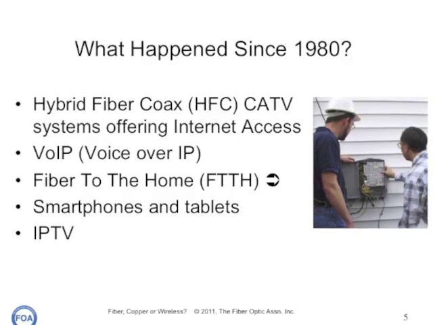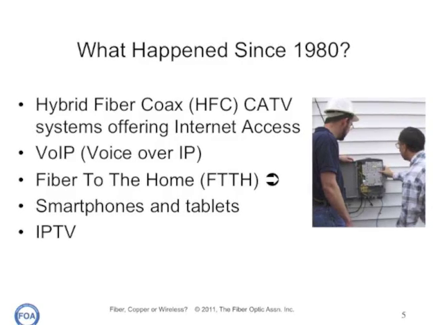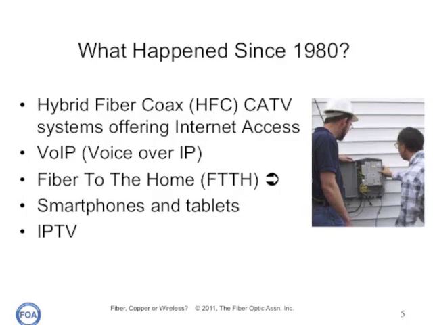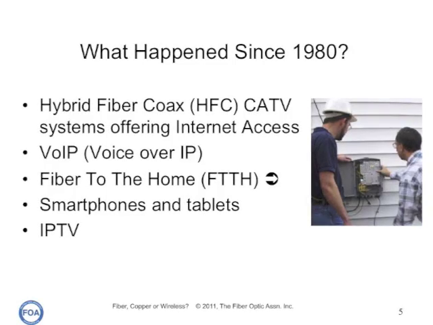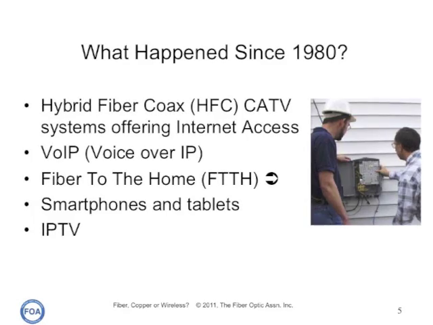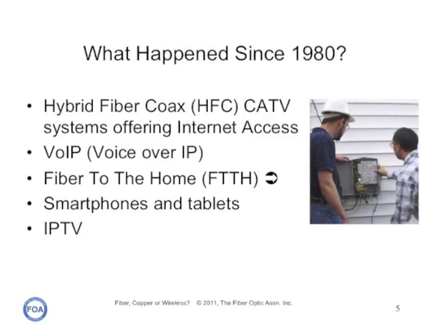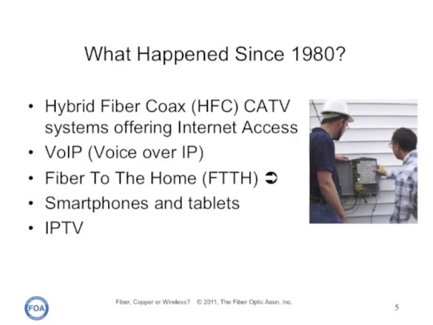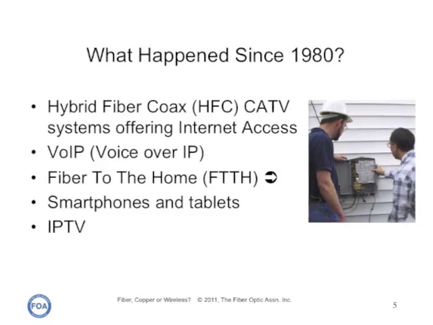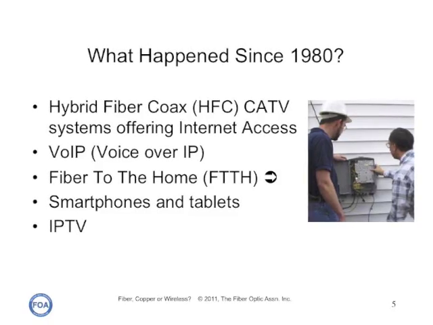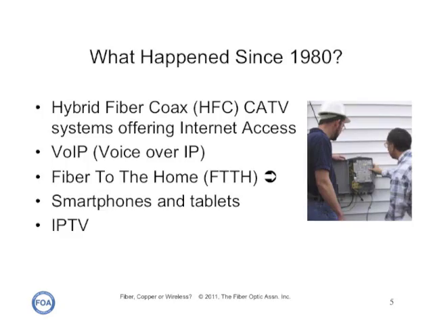In the mid-90s, we saw hybrid fiber coax cable TV systems offering high-speed internet access, the first real broadband. We saw the advent of voice over IP, where the phone went from POTS, plain old telephone service, to pure digital over basically IP networks. We saw the development of fiber to the home since 2007. And recently it's been smartphones and tablet computers, and even IPTV, video over the internet.